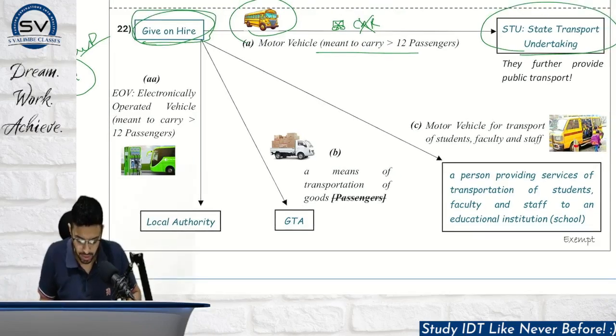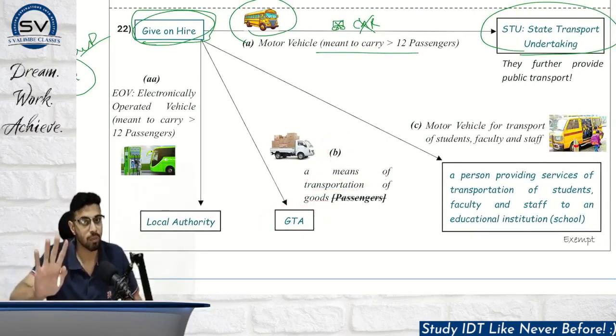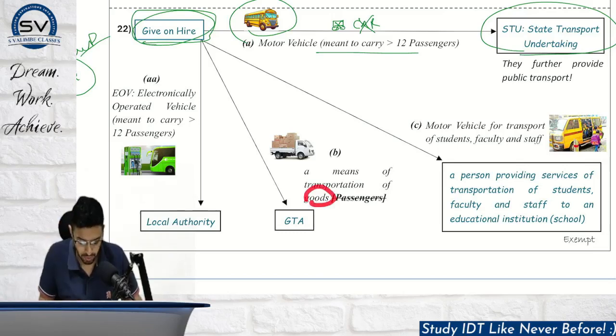Next, I am providing a means of transportation of goods to a GTA. So if I am providing a means of transportation of passengers to a GTA, exemption will not apply. Here goods only is covered because a GTA provides transportation of goods.